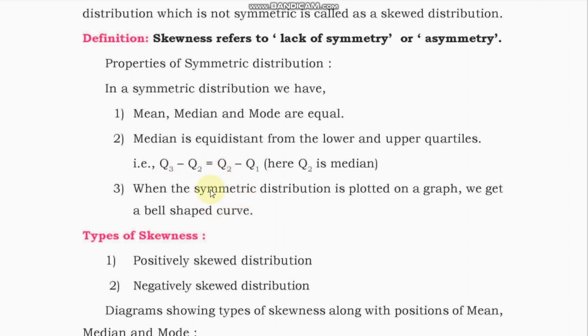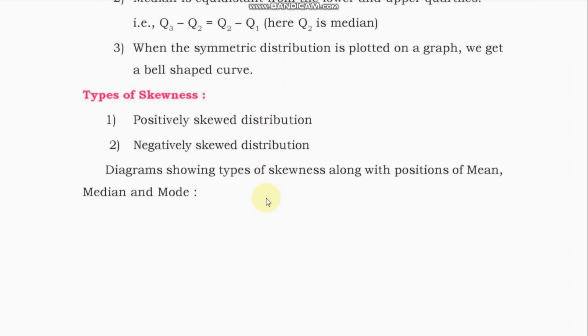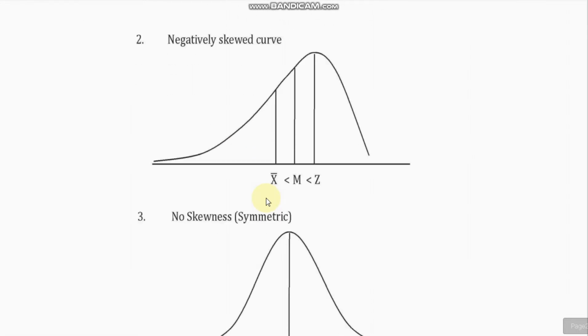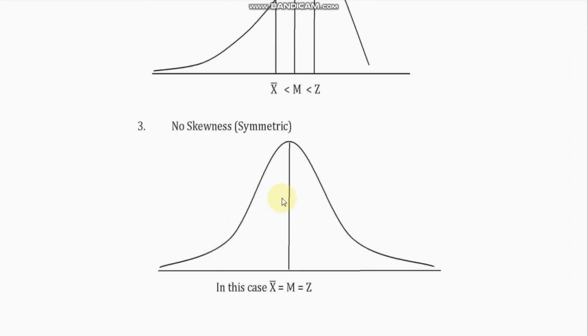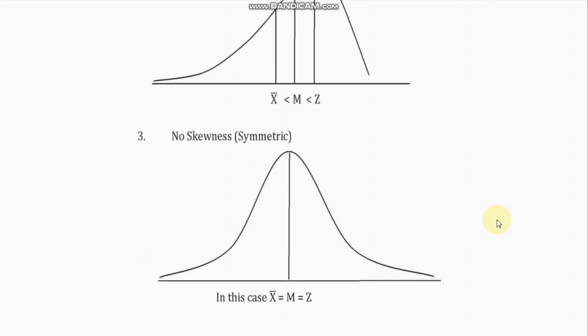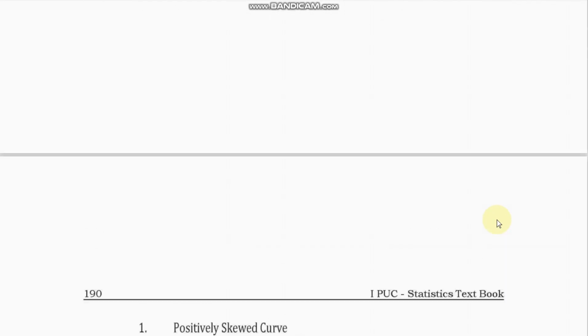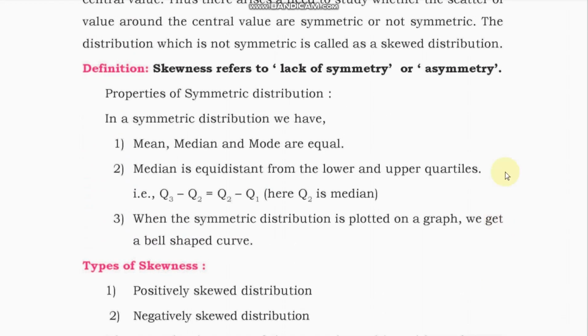Or another condition is when you plot the distribution on a graph, then you get the shape of a bell. Okay, that is like this. So when you plot the variable values and the frequencies and it gives the shape of a bell, then we call such a distribution a symmetric distribution.